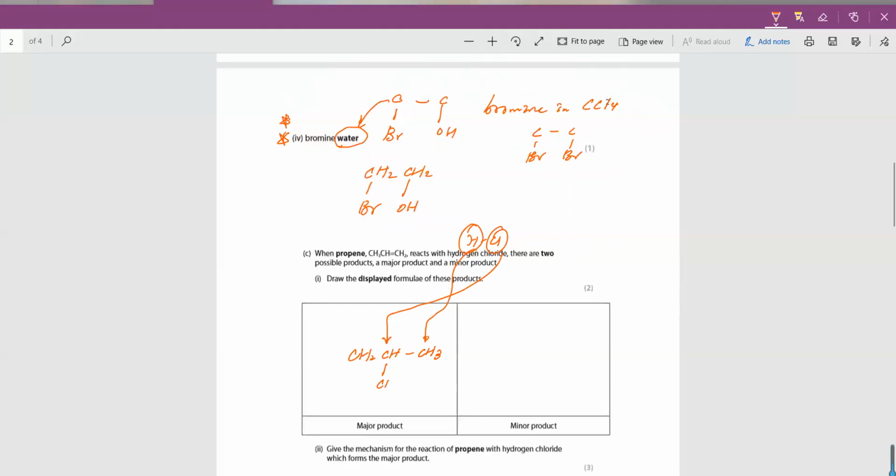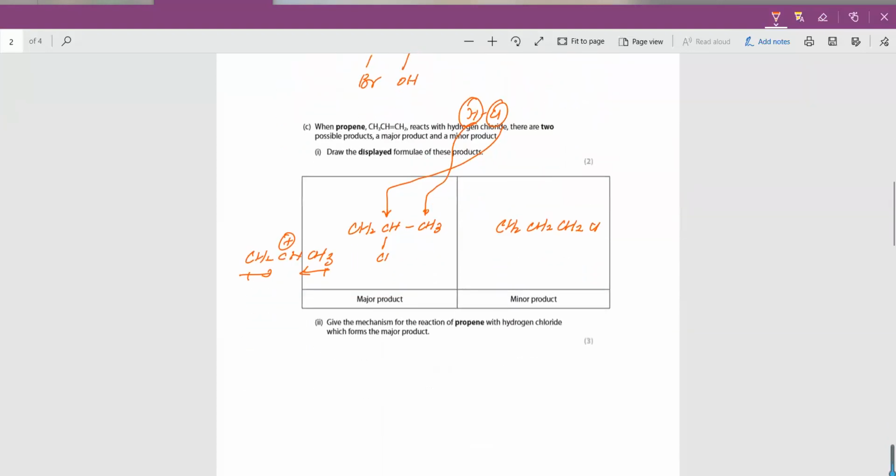Don't mess it up. And you should know the reasons behind it, because the major product involves the formation of a more stable carbocation. Do you remember? It will involve the formation of this carbocation with two methyl groups pushing the electrons towards the central positive carbon, stabilizing the positive charge. And this one will be the minor product. So just study, then you will get all 3 marks.